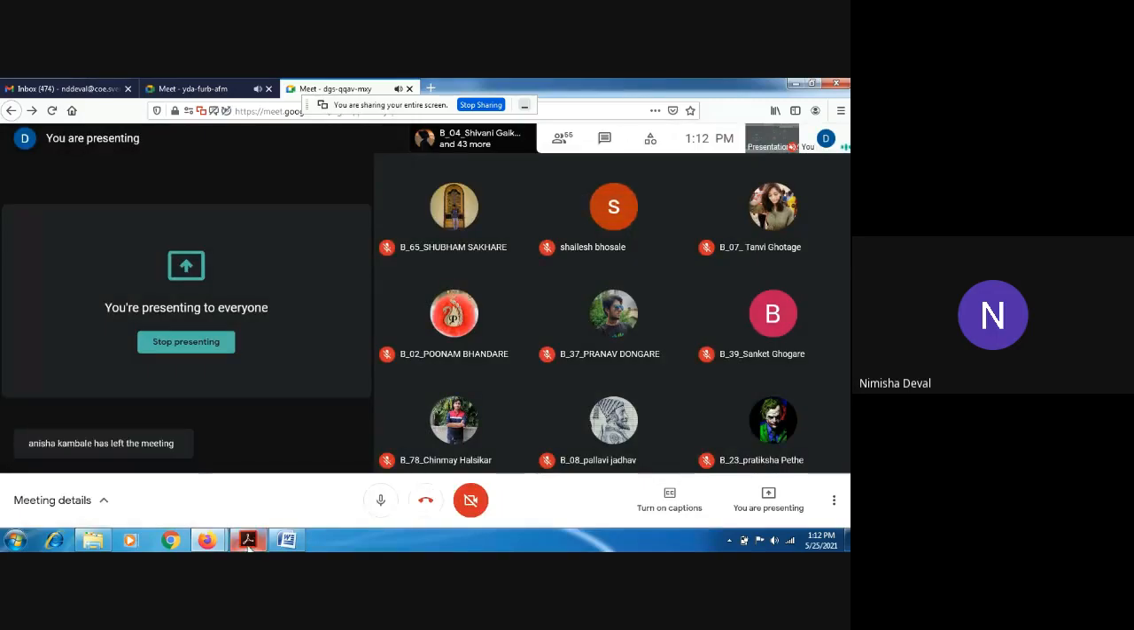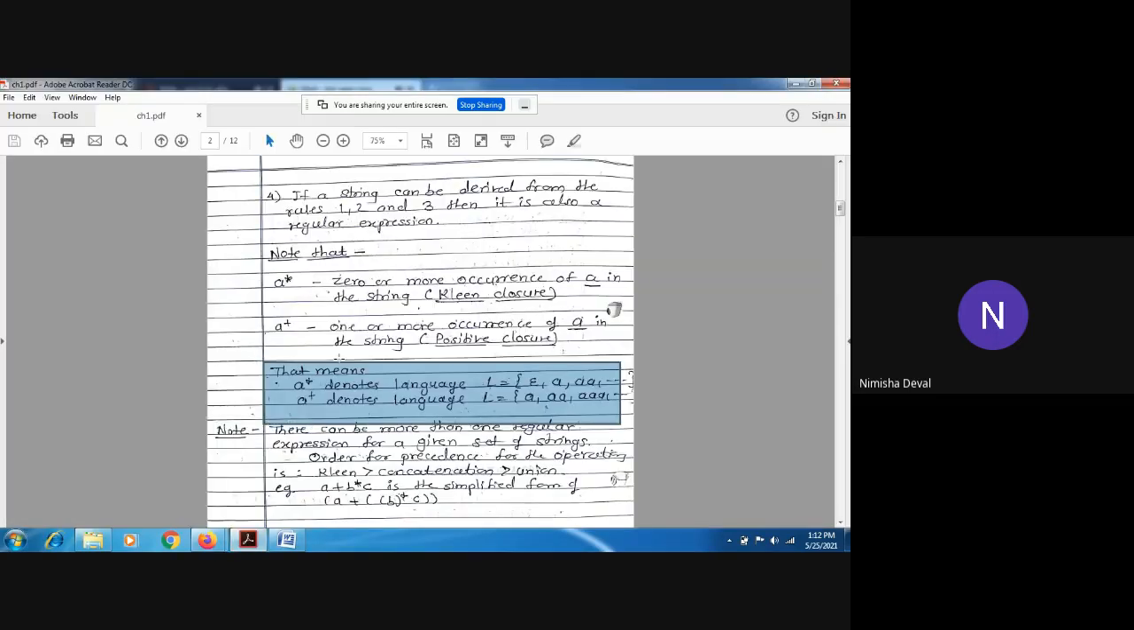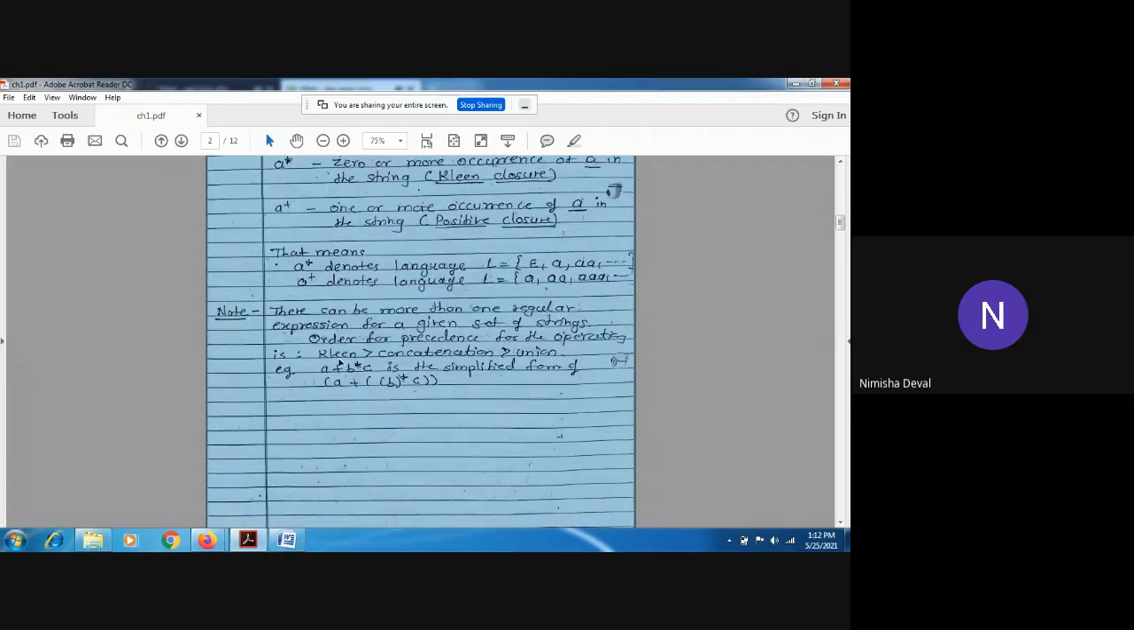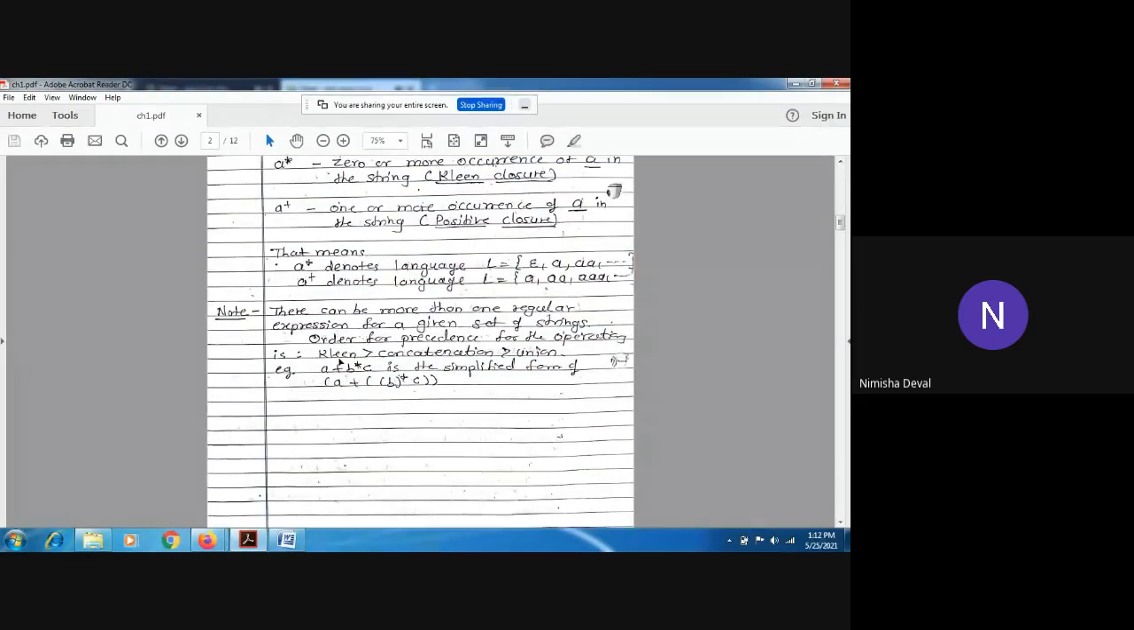So this part we have seen in the previous lecture. Now we will see the preferences of operations.